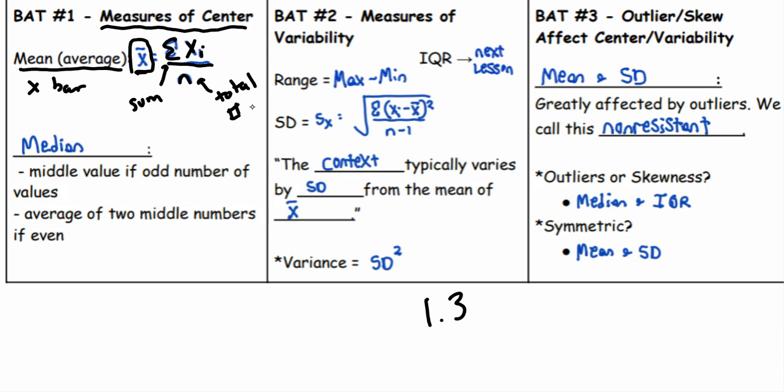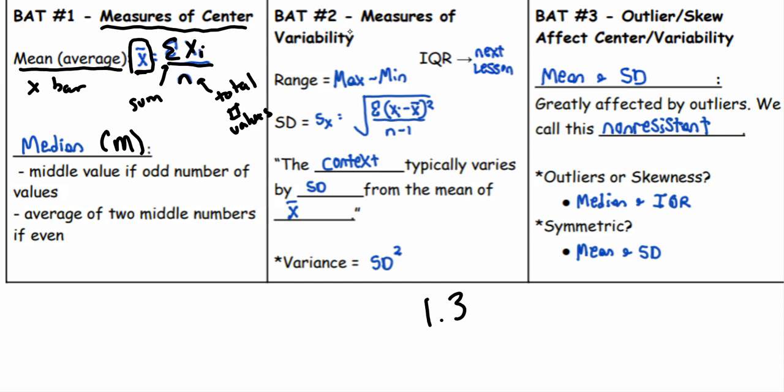Now, median is sometimes referred to as big M. It is the middle value if you have an odd number of values, and the average of the two middle numbers if you have an even number of values. So that's how you figure out what center is. It's either mean or median.